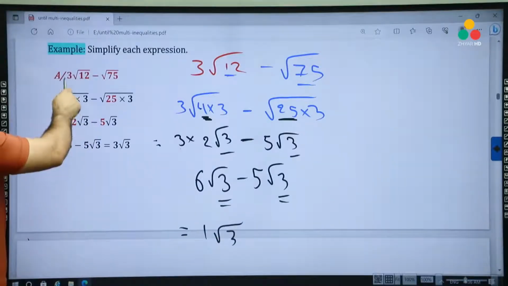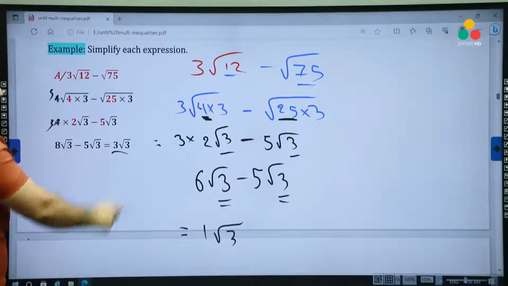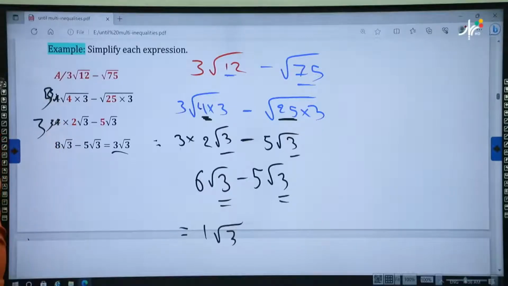So we've made a mistake here. This is not 4, it's 3. That's why the result is different, but it is 3. I wrote 4 here. It is 3. It's not 6. 6 minus 5 is going to be square root of 3.